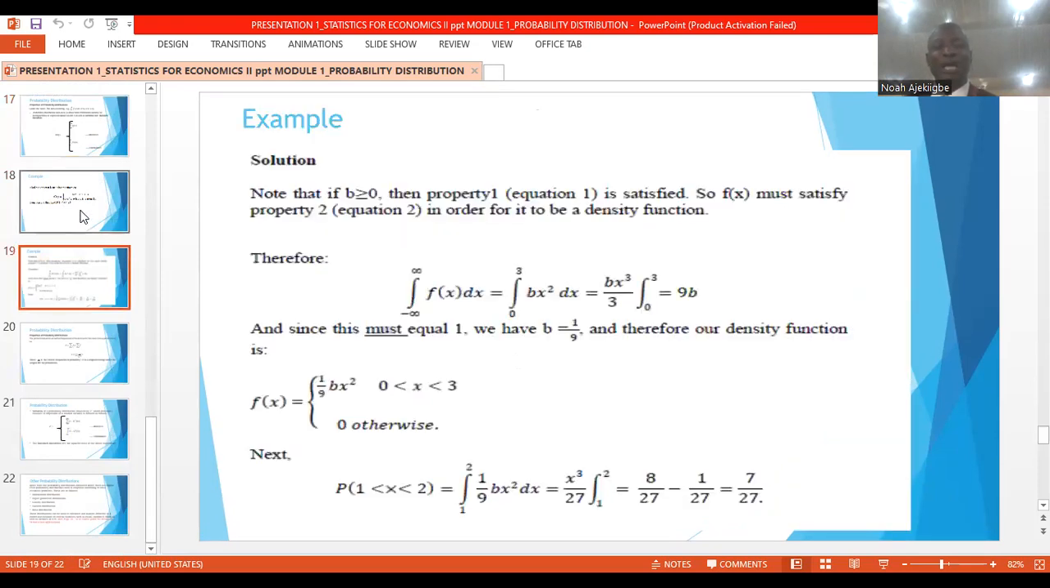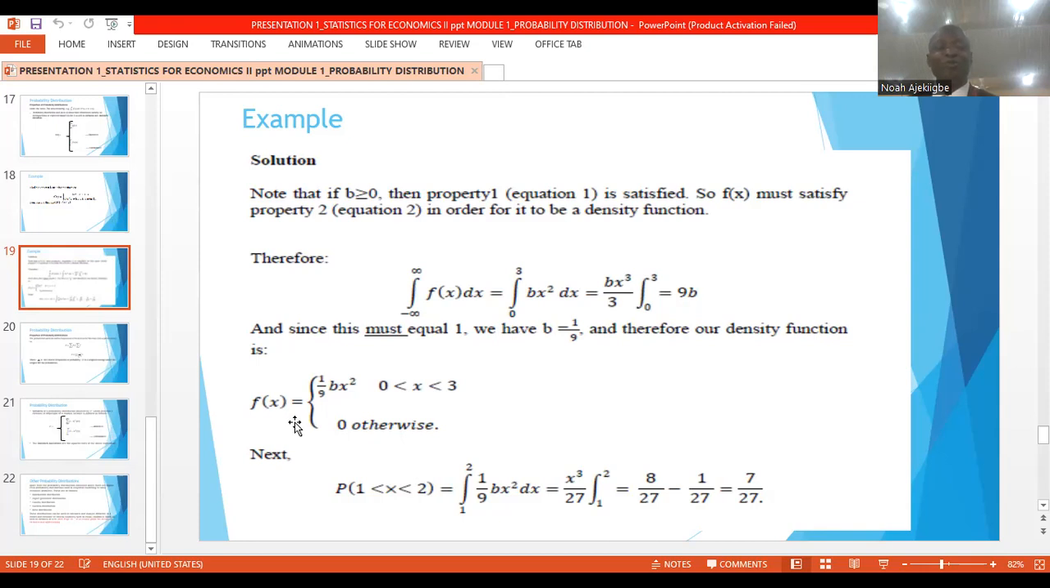Now, if you take the function that we have, integrating, we assume that B, we already told you that B must always be greater than 0. That's property 1 in equation 1. So f of X must satisfy equation 1, property 1, and it must satisfy property 2. For a continuous random variable, when you integrate from minus infinity to positive infinity f of X dX, integrating from 0 to 3, just as we have here, that is the range of the curve. For those of us who have the knowledge of integration, that will give a value of 9b.